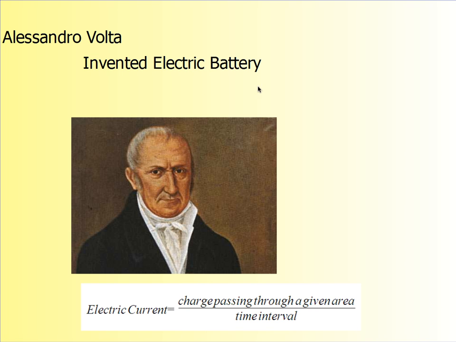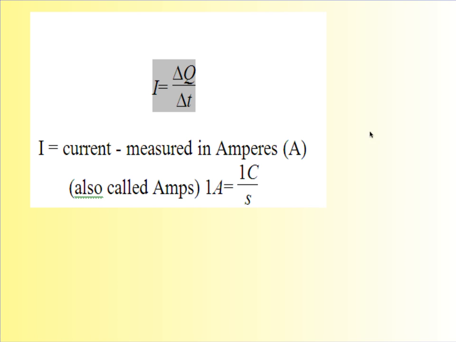His battery was the first time we had a reliable, controllable current that could be actually used. Now, of course, lightning bolts are a flow of current, but those aren't very safe and they're not very controllable. By definition, current is change in charge divided by time, and current is measured in amps. You can use a coulomb per second, but let's not.